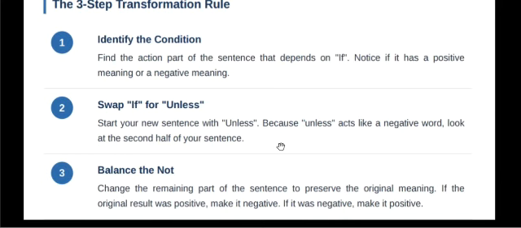Then we move on to step 3, which says balance the not. After you've paused where there's a comma in that sentence, now change the result part of the sentence to preserve the original meaning. Meaning, if the original result was positive, here you are going to make it negative. And if the original result was negative, here you are making it positive. Just like that. You are playing with weights here. I told you it's very much simple.